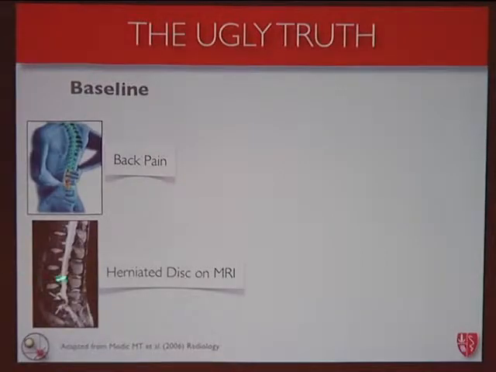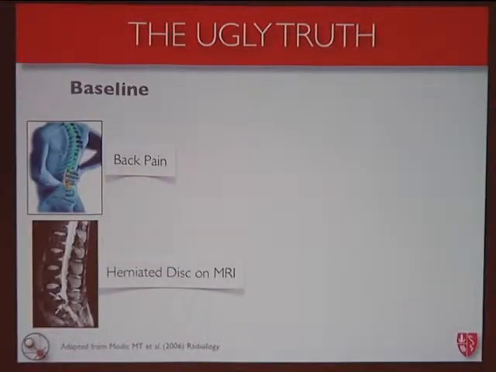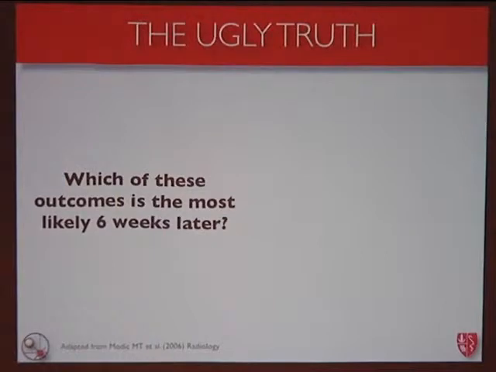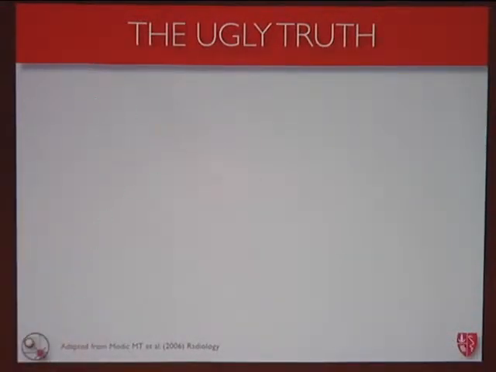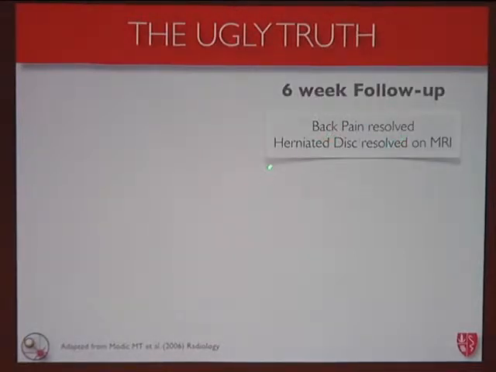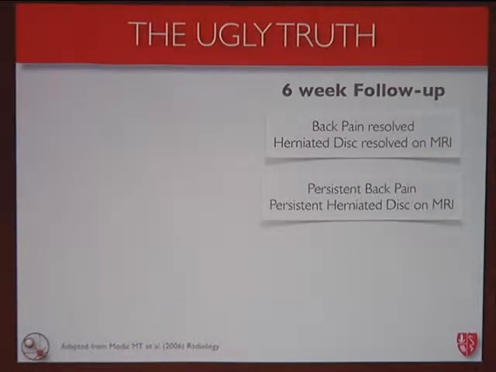Here's another exercise, all right? So you come into the emergency room with acute back pain, and then the ER physician orders an MRI, and they find this herniated disc on MRI, on your ER admission, okay? I want to know, 6 weeks later, what is your most likely outcome, okay? You have two factors, so you have four possible outcomes, all right? Your back pain resolved, and if you have a follow-up MRI at that time, your herniated disc is resolved. The second outcome, you still have back pain, and you still have a herniated disc on MR, right?